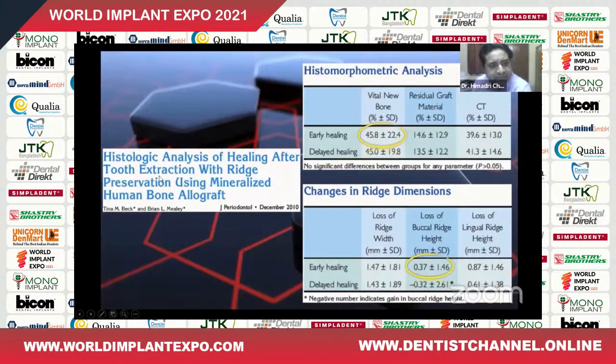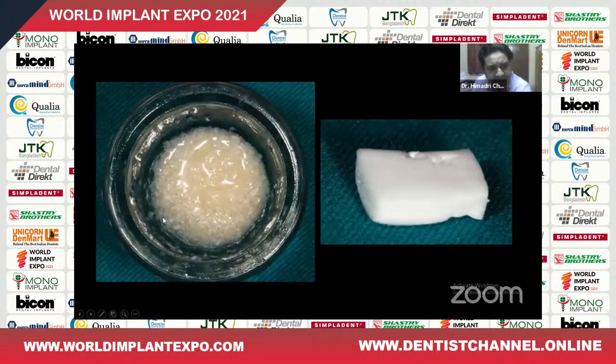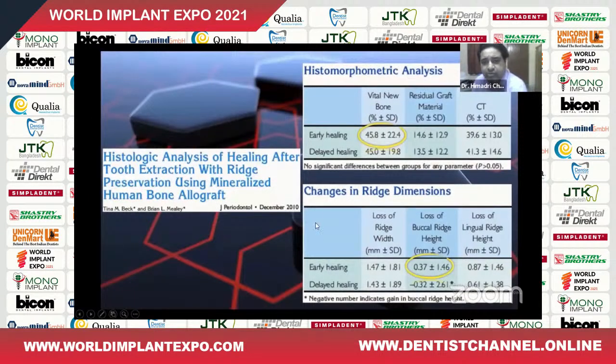So, histological analysis of the healing after tooth extraction with ridge preservation using mineralized human bone allograft, that is FDBA, by Beck and Milley, has been published. We can see that vital new bone is a huge percentage of the site. And changes, as I mentioned, bone loss is very, very minimal. We see that minimal bone loss has happened, 0.37 percent. Histomorphometric analysis says that ridge preservation is a very important and useful technique because we lose very little bone.